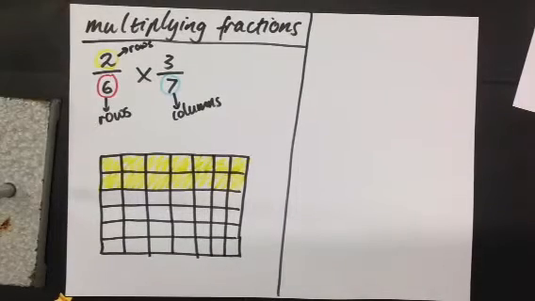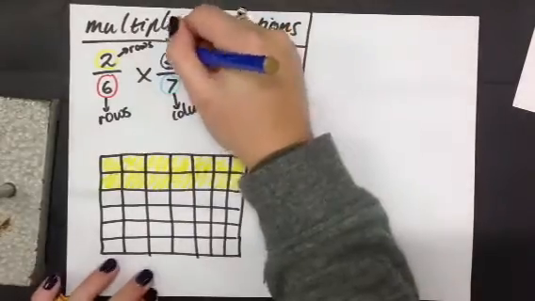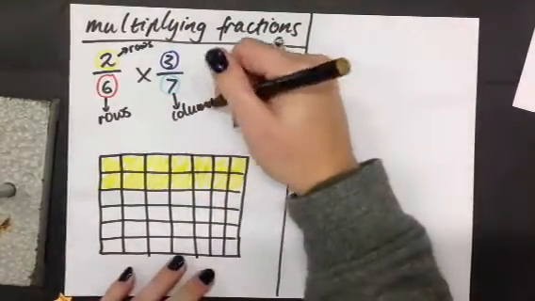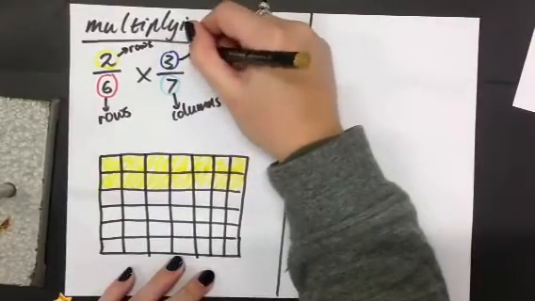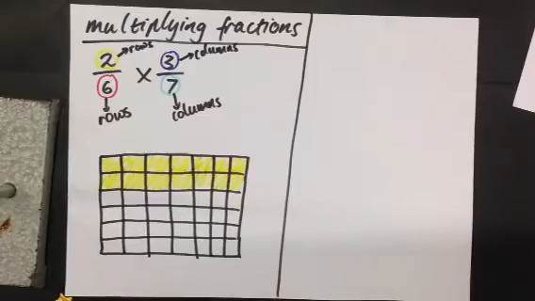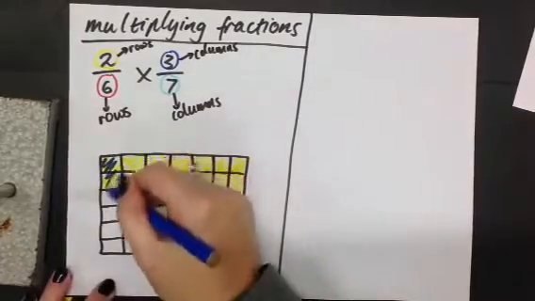Now we need to shade in 3/7. If we've got our 3 on the same fraction that we drew columns, that's how many columns we colour. So 3 columns.